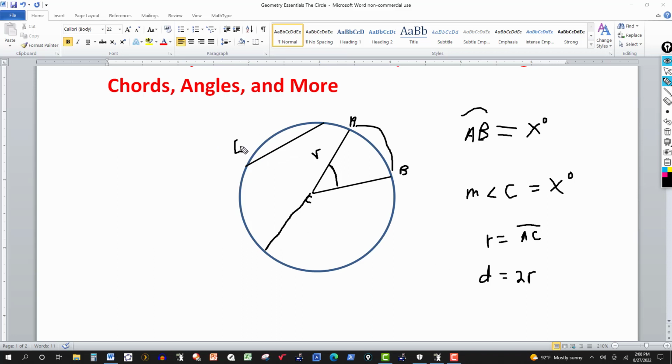Label this point as E, and this one over here is F. That's a line segment. I'll denote it by EF with a little bar. That's a chord. So any line segment that has one endpoint on the circle and the other endpoint also on the circle would be considered a chord. So EF is a chord. And for this diameter here, label this point G, then AG would be a diameter.